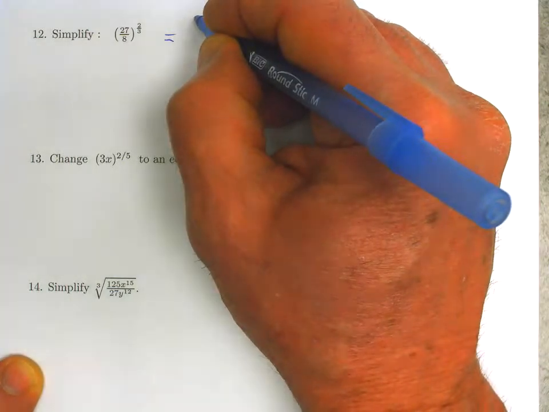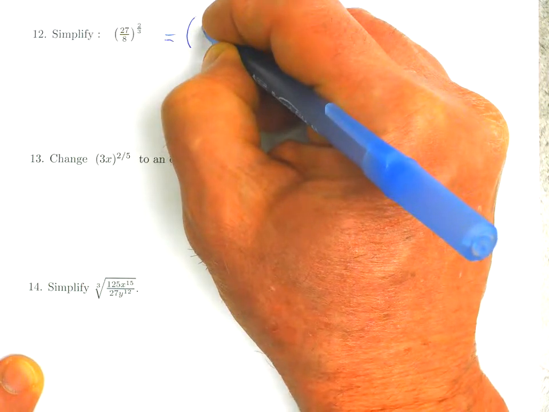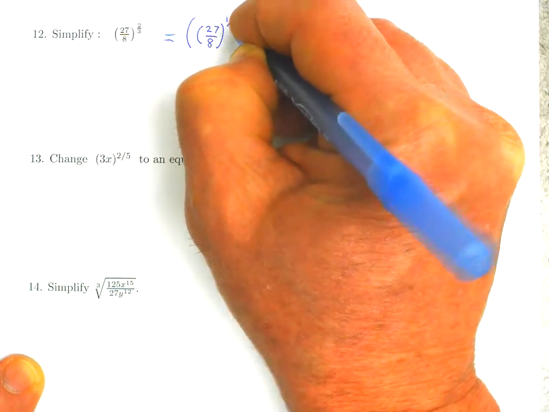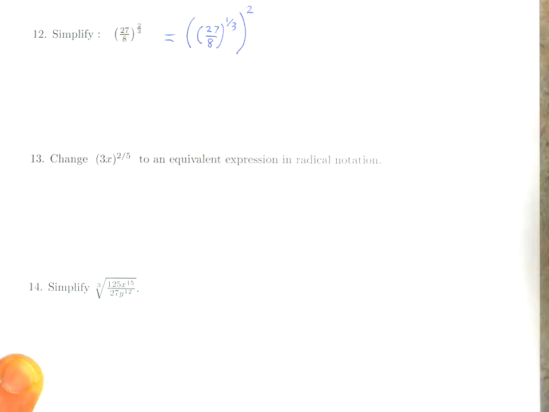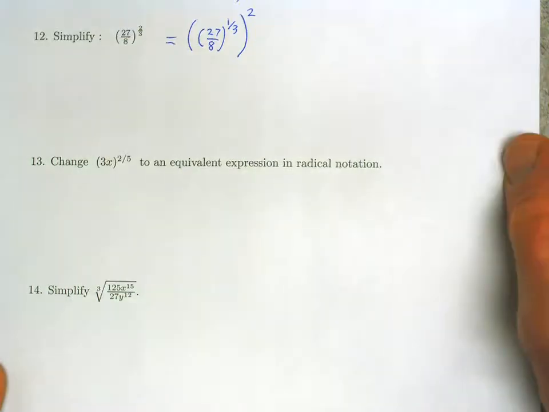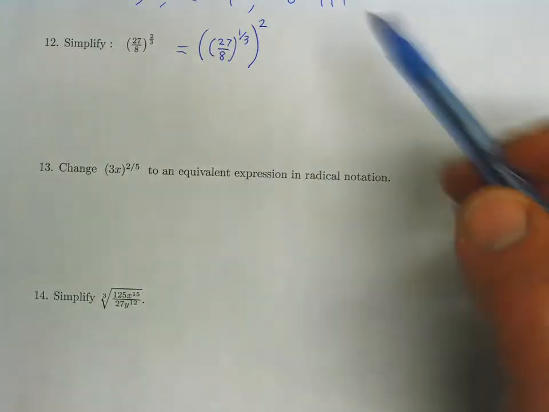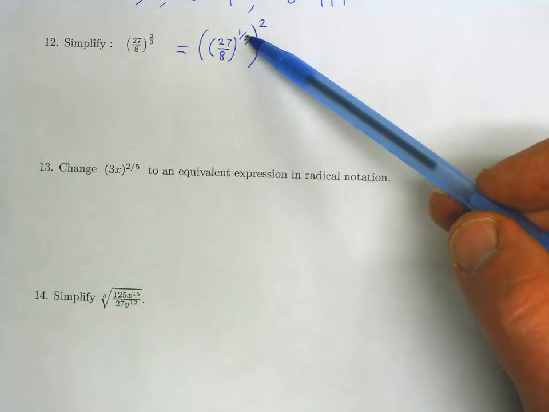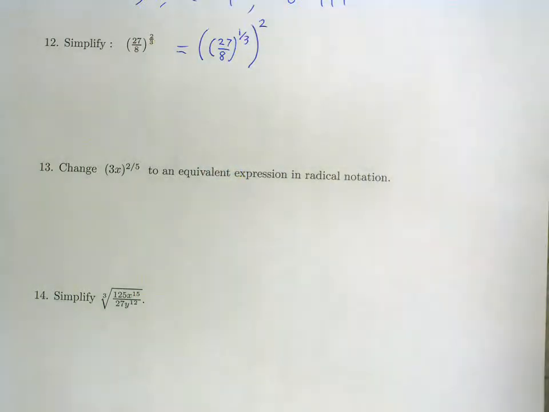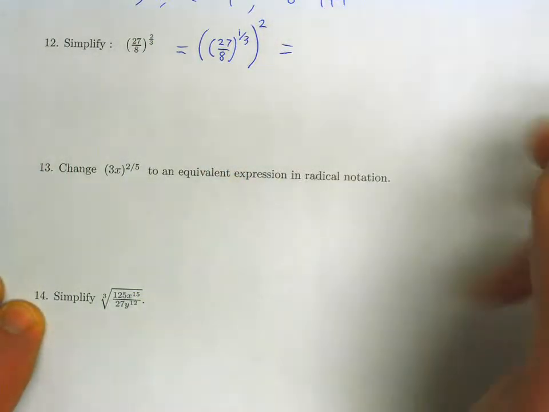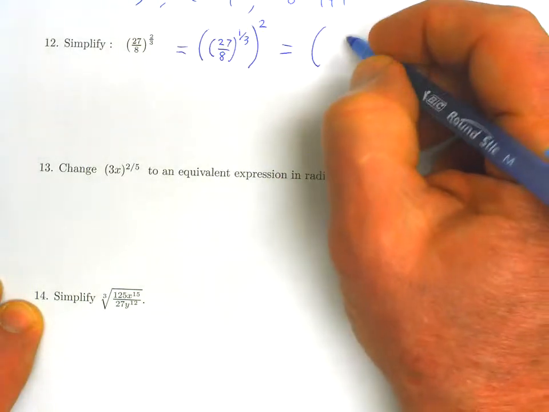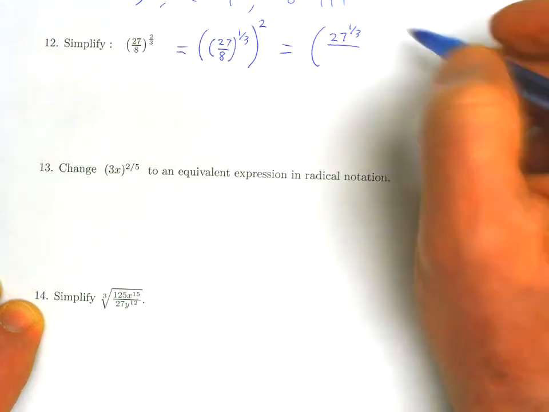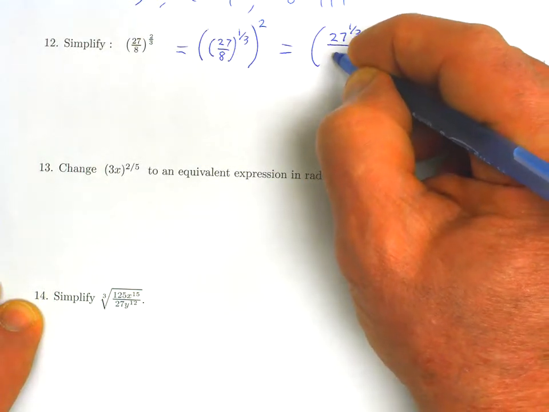We can rewrite this as 27/8 to the 1/3 all raised to the exponent 2. So I just used a property of exponents. If you multiply the exponent 2 times the exponent 1/3, you just get the exponent 2/3. Okay, but writing it this way, we can see a little bit more clearly, perhaps, that we're going to be taking cubed roots of perfect cubes.